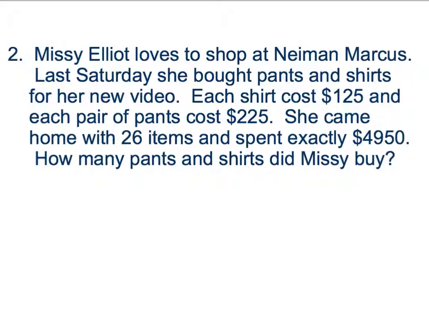Okay, so for here we have Missy Elliott loves to shop at Neiman Marcus. Last Saturday she bought pants and shirts for her new video. Each shirt cost $125 and each pair of pants cost $225. She came home with exactly 26 items and spent $4,950. Okay, so how many pants and shirts did she buy? Okay, so here we want to set up the two equations. So the first one is going to be equal to the cost, and the second one is going to be equal to how many total items she bought.